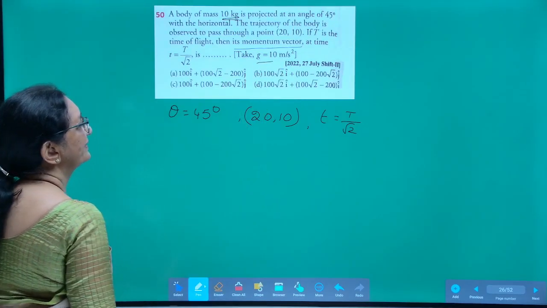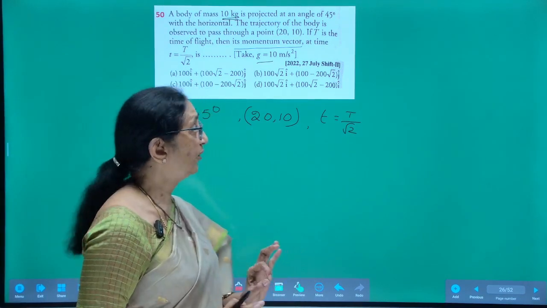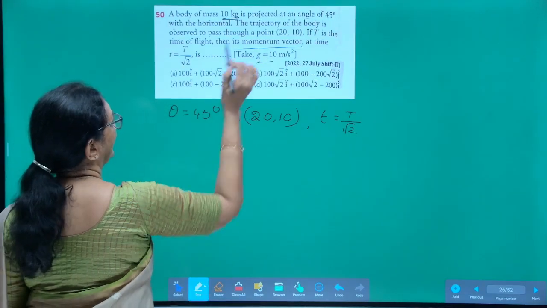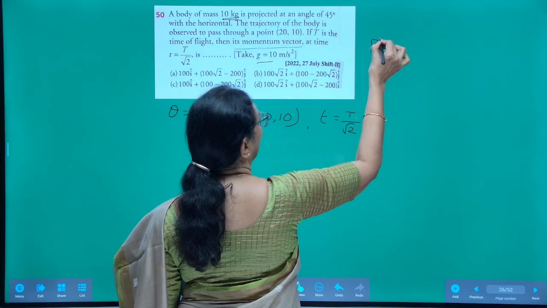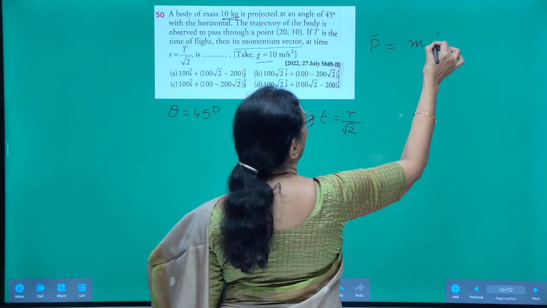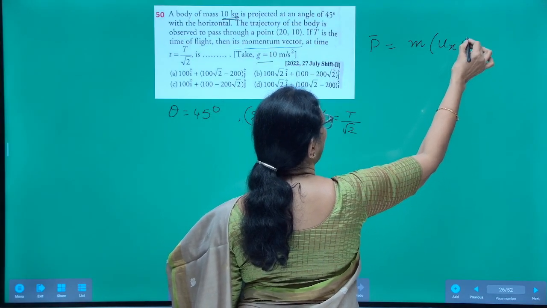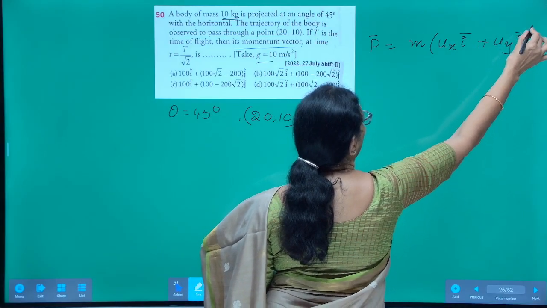Take the value of g as 10 meter per second square. What is asked in the question? You are asked to find out the momentum vector. So, momentum vector is m into (ux i bar plus uy j bar).